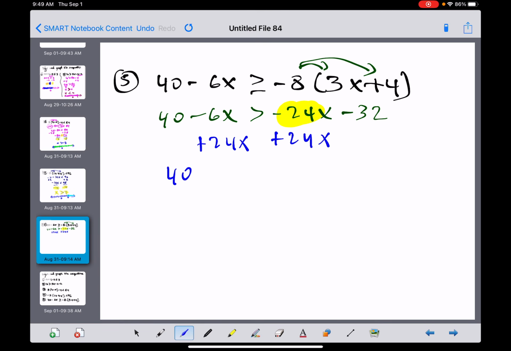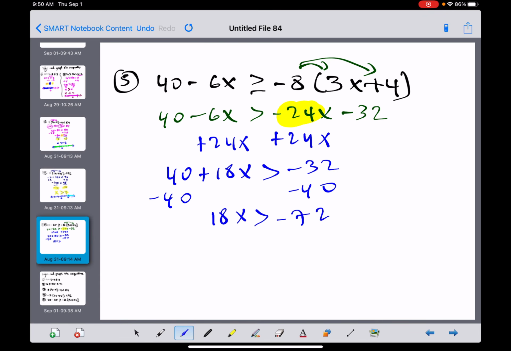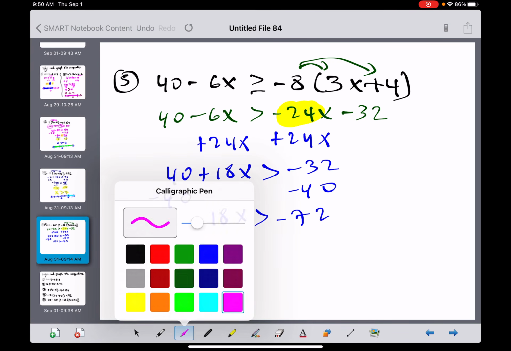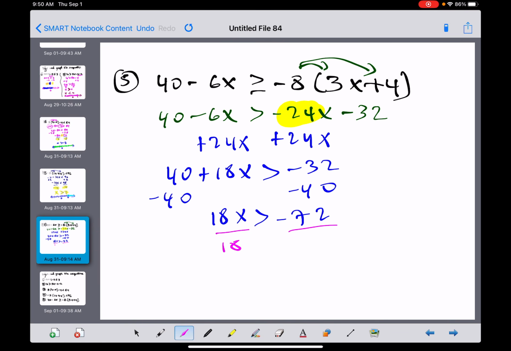Then I have 40 plus 18x greater than -32. Then here I'm going to subtract 40 from both sides. I have 18x greater than -72. Then I'm going to divide both sides by 18. Since I divide by positive, I don't have to flip the inequality. So x is greater than -4.